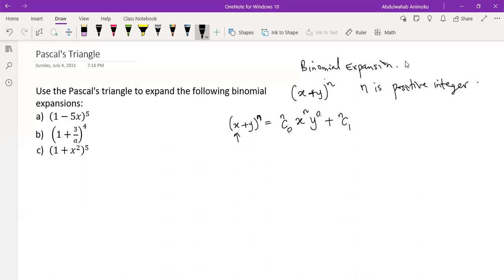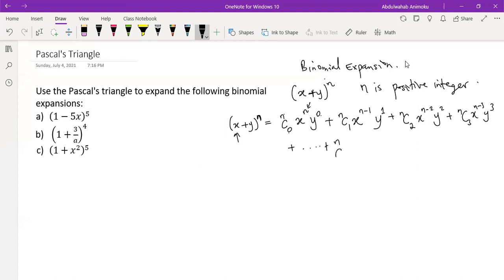The 0 becomes 1, so we have n combination 1. Then we reduce the power of the first term by 1 and increase the power of the second term by 1. We continue to do this until we reach the last term. The next one will be n combination 2, x raised to power n minus 2, y raised to power 2. The next one, n combination 3, x raised to power n minus 3, y raised to power 3. This will continue and stop when the 0 gets up to n.